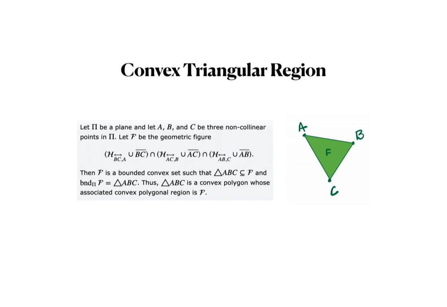So as I look at this triangular region, it is the interior of the triangle, but also includes each side of my triangle. Then F is a bounded convex set such that triangle ABC is a subset of F, and the boundary of F is equal to triangle ABC. Thus, triangle ABC is a convex polygon whose associated convex polygonal region is F.